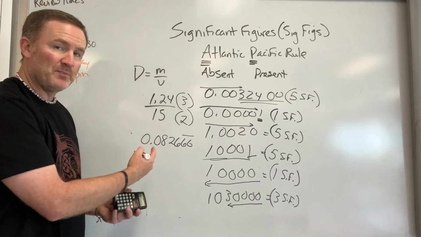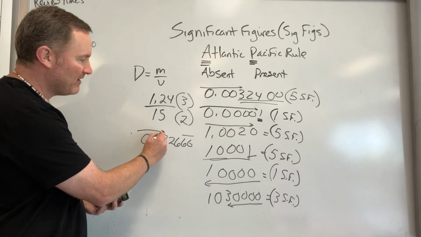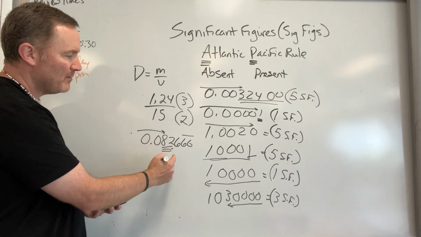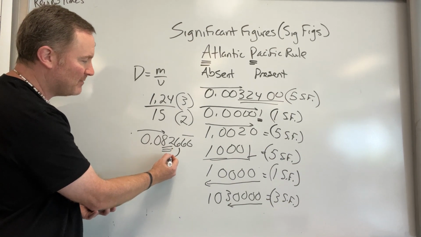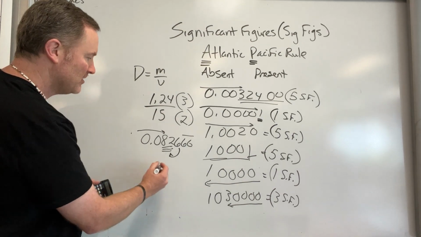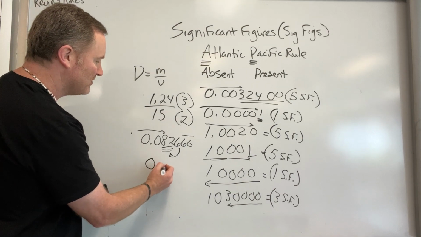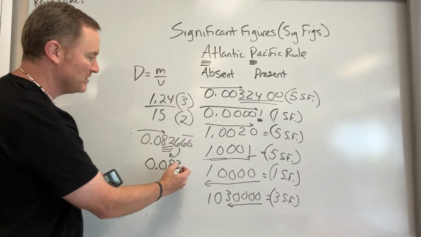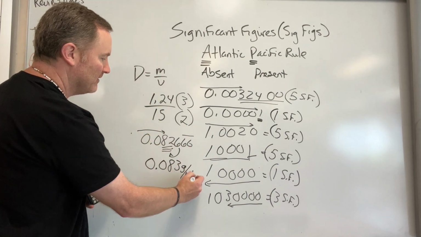Again, this would be the Pacific rule, starting until we get our first number. So these are my two significant figures, but then I have to see what this last number does. Does that cause it to round up, or does it cause it to stay the same? In this case, I would round my answer to 0.083, and then whatever my unit was. Maybe it was grams per milliliter.